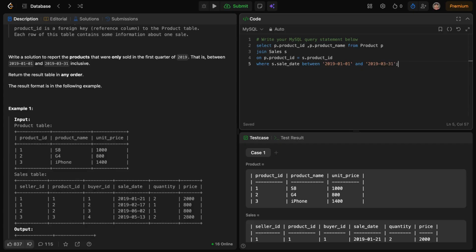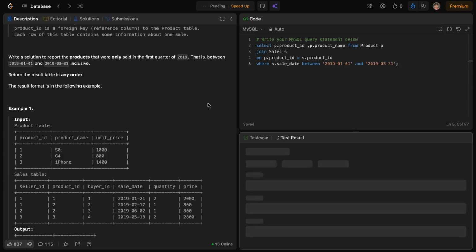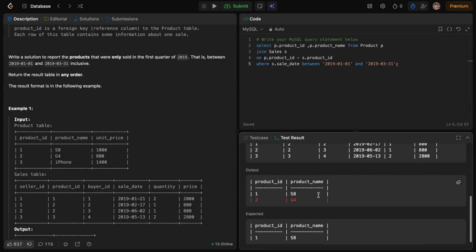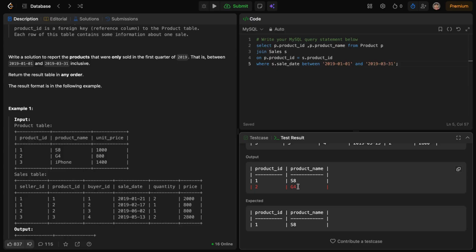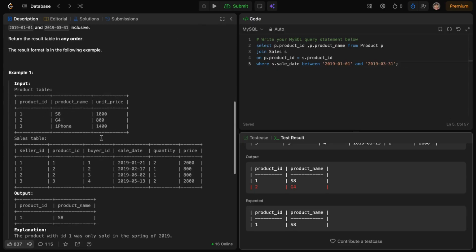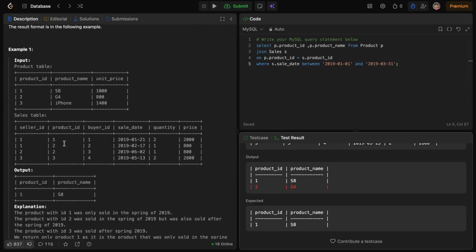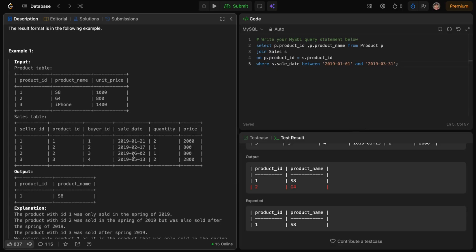So here we just want to see what it returns. It returned two values, product ID 1 and product ID 2. Now see here, product ID 2 was sold on 17 Feb and also on 2 June. But we only want those products that were only sold in the first quarter of 2019.